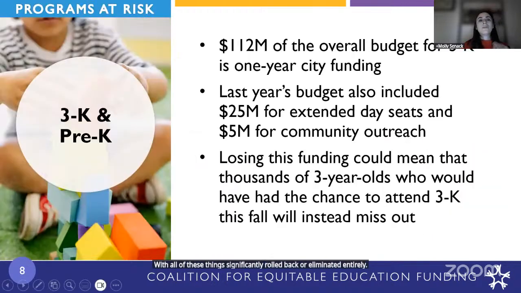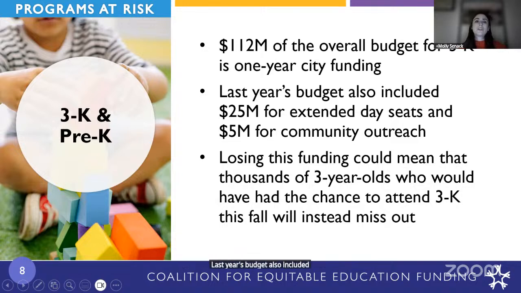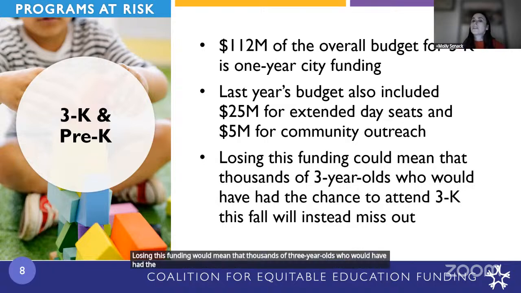So first of all, we have 3K and pre-K. Now, $112 million of the overall city budget for 3K is one-year city funding. Last year's budget also included $25 million for extended day seats and $5 million for community outreach. Losing this funding would mean that thousands of 3-year-olds who would have had the chance to attend 3K this fall are going to miss out.